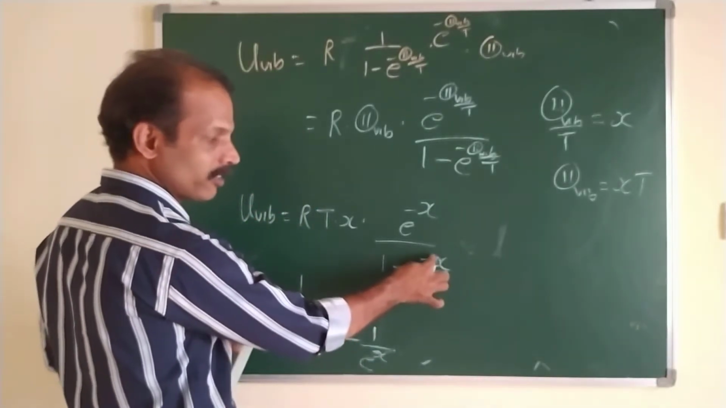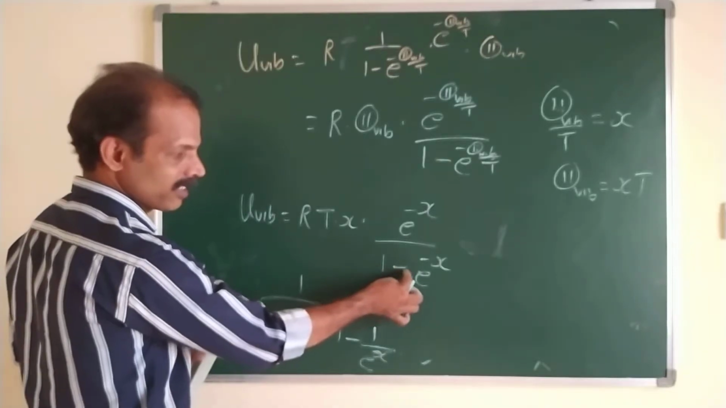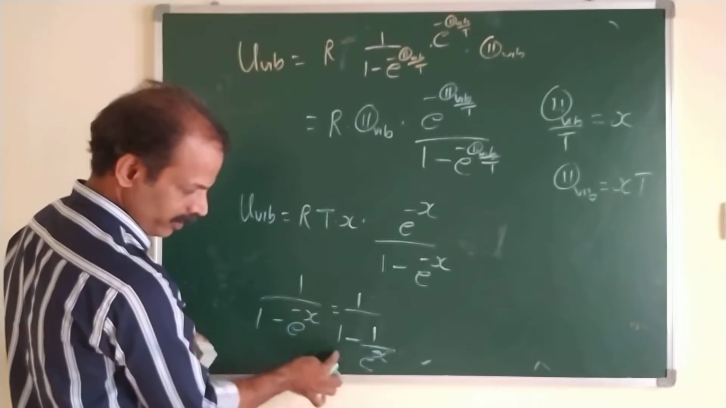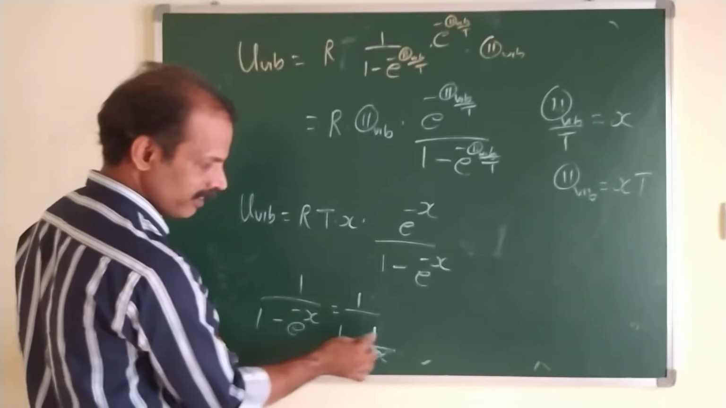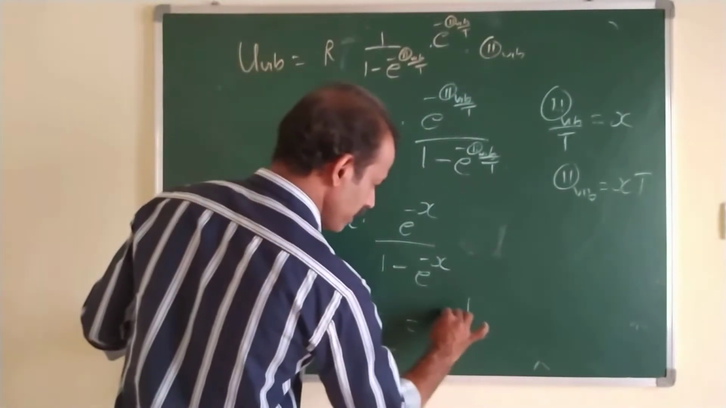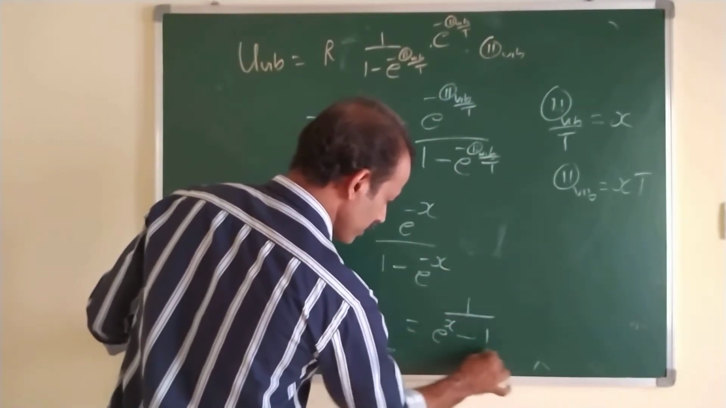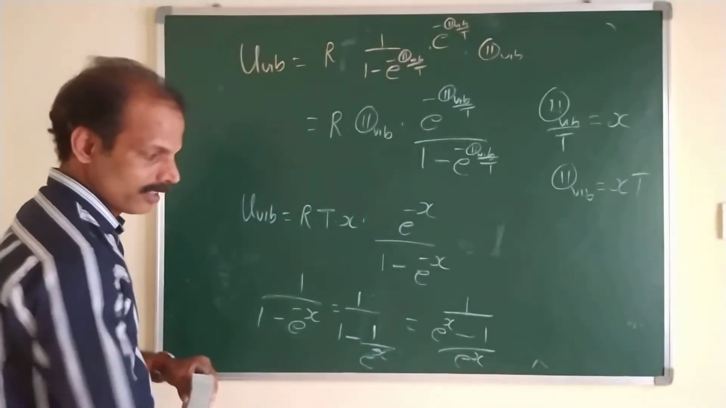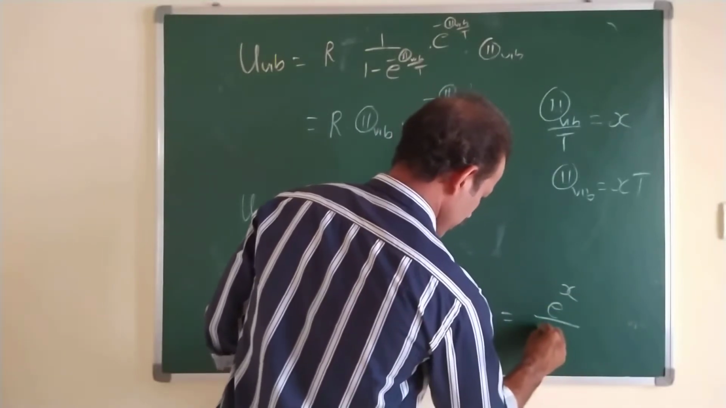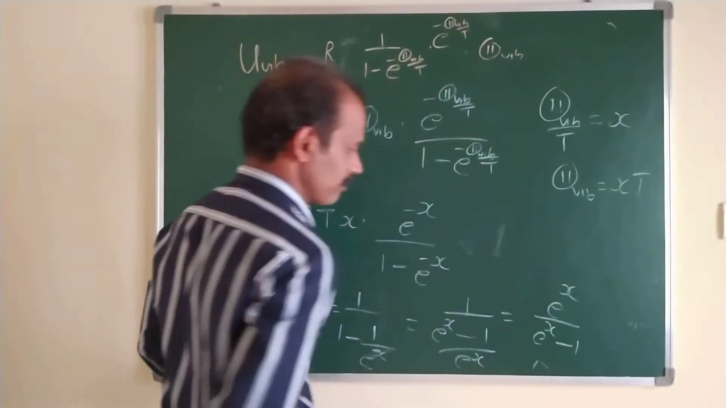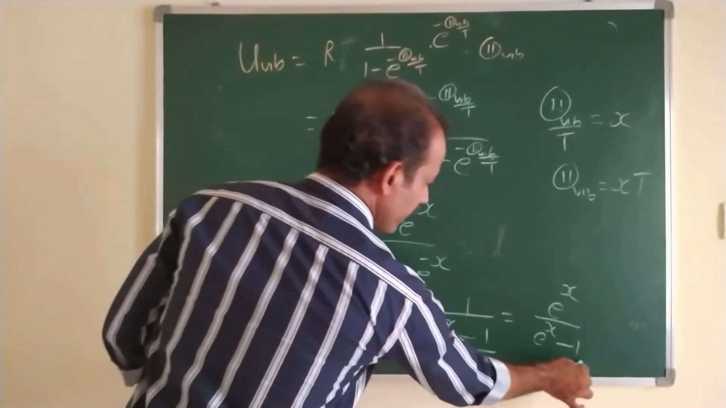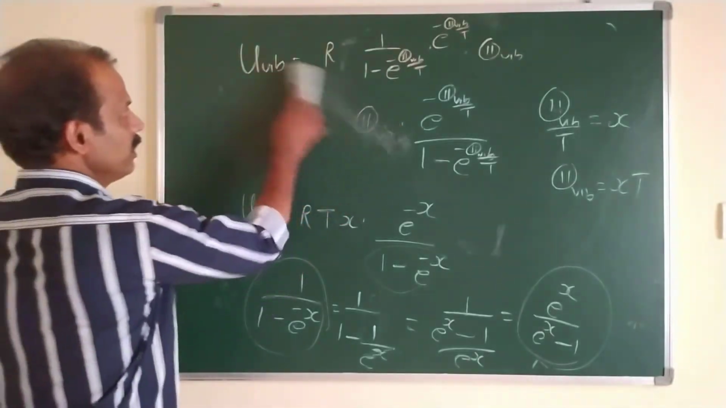e raised to minus x is equal to 1 by e raised to x. So 1 minus e raised to minus x is equal to 1 minus 1 by e raised to x. On cross multiplication, we get 1 divided by e raised to x minus 1 divided by e raised to x, so we get e raised to x by e raised to x minus 1. So instead of this term, we can substitute this quantity.